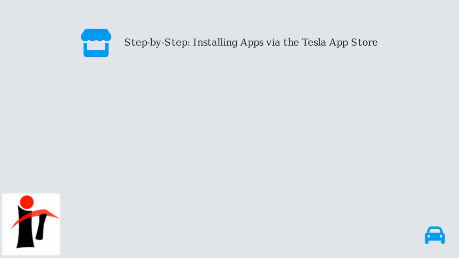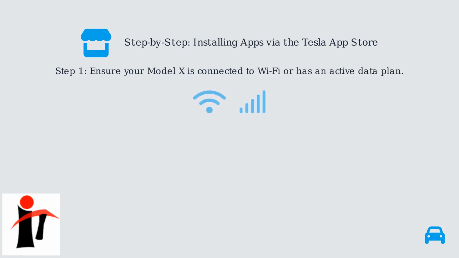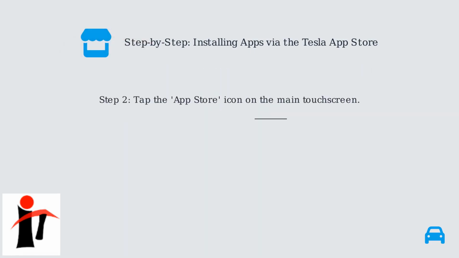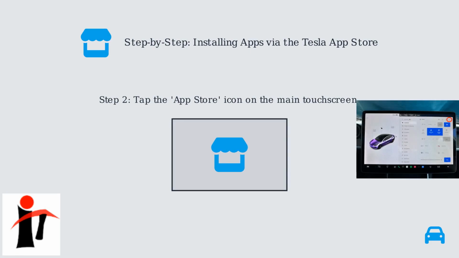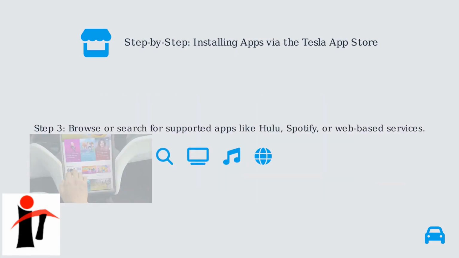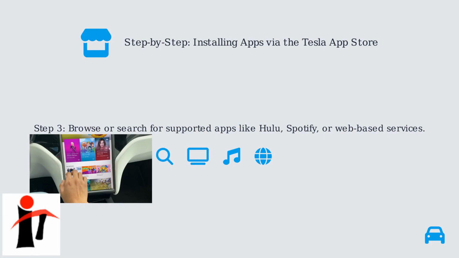First, ensure your Model X is connected to Wi-Fi or has an active data plan. This connection is essential for downloading apps. Next, tap the App Store icon on the main touchscreen. The App Store is your gateway to Tesla-approved apps. Browse or search for supported apps like Hulu, Spotify, or web-based services. Use the search function to find specific apps quickly.